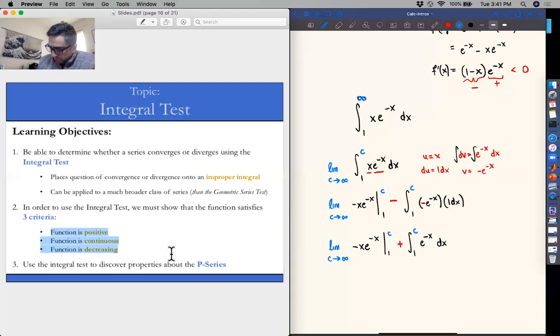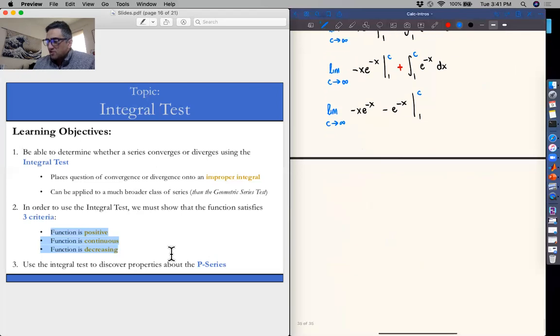So finally, rewriting what we have here, the first piece, minus x e to the minus x, we evaluate that at 1 and c. But then from this last integral on the right-hand side, we'll get the rest of that antiderivative, that's minus e to the minus x, and we evaluate that whole antiderivative at 1 and c now.